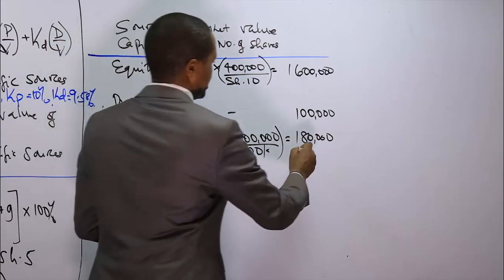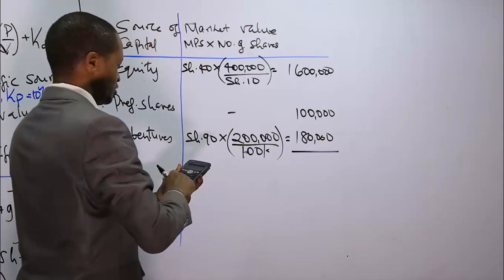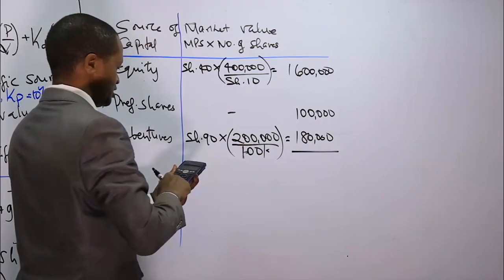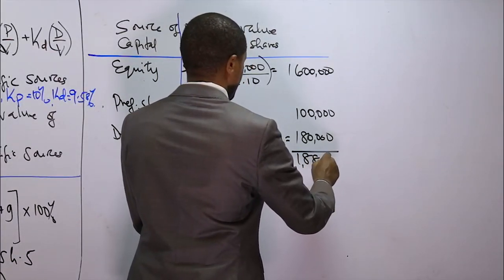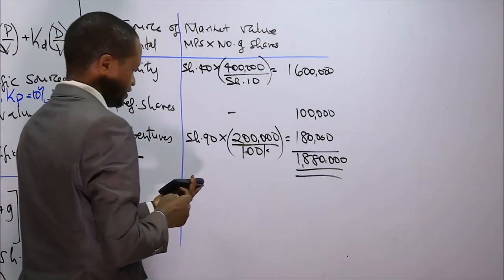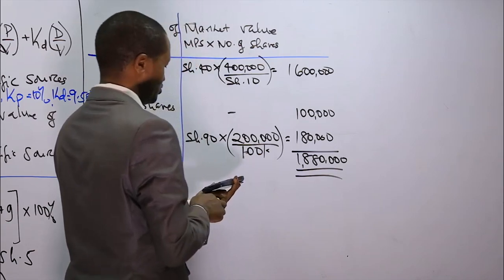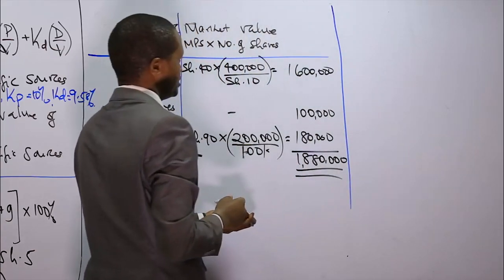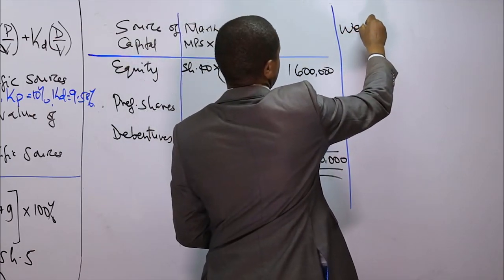180,000. So we get the total market value of the sources of capital, which is equal to 1.6 million plus 100,000 plus 180,000. This is 1,880,000. So this will be the total market value. Now with this total market value, we can now determine the weights.